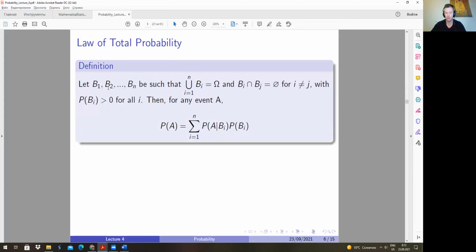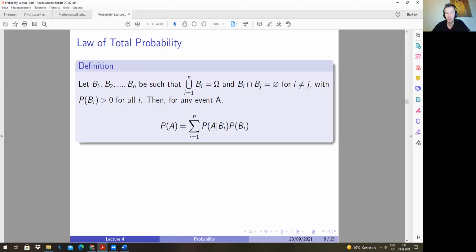These events B1 and B2, their union gives the whole sample space, and what is most important, they do not have an intersection. So Bi and Bj are disjoint events. Odd and even numbers are disjoint events, for example. You cannot have an intersection of odd and even numbers. This is the empty set. The probability of each event is non-negative and non-zero.